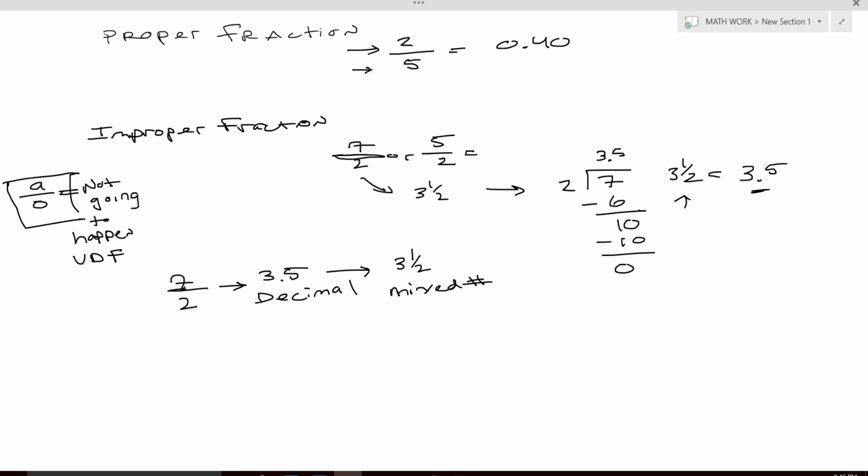Number, right? This is again an improper fraction because the larger number is bigger than the smaller number. Right? Some terminologies to help you out. Cool?